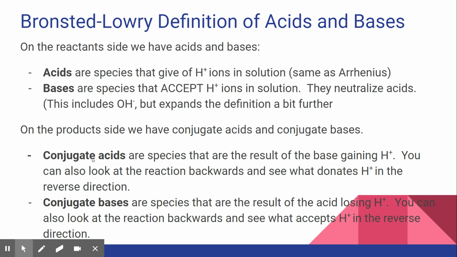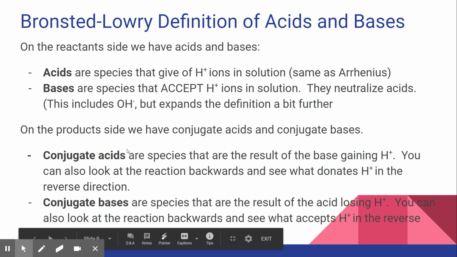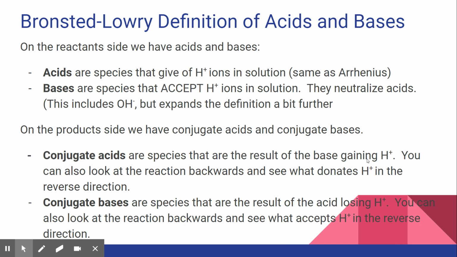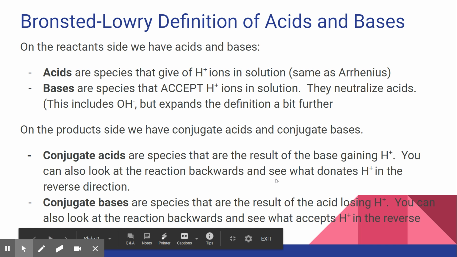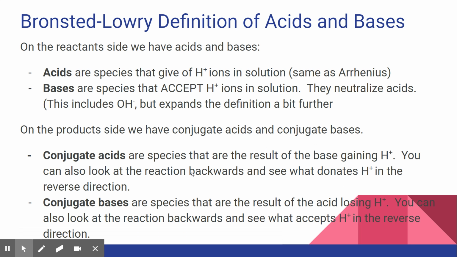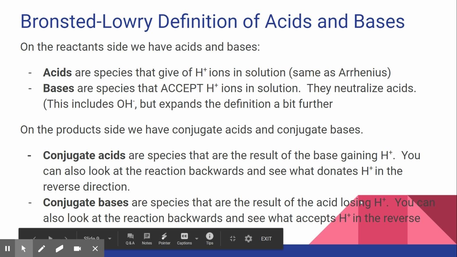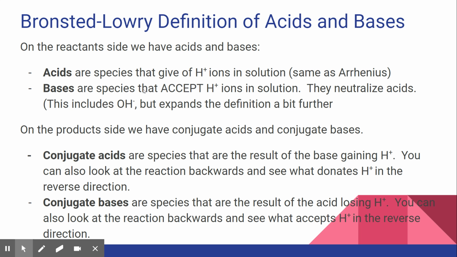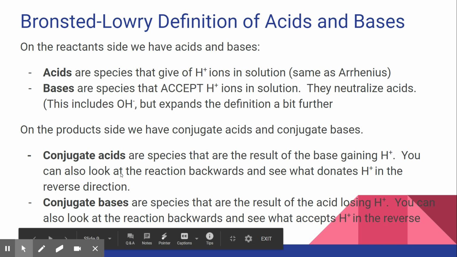On the product side, we have something called conjugate acids and conjugate bases. Conjugate acids are species that are the result of the base gaining H plus. You can also look at the reaction backwards and see what donates an H plus in the reverse direction. We're going to look at some examples, then I'm going to explain what that means. Conjugate bases are species that are the result of an acid losing H plus. A way you can figure out the conjugate base is to look at the reaction in the backwards direction and see what accepts H plus in the reverse direction.